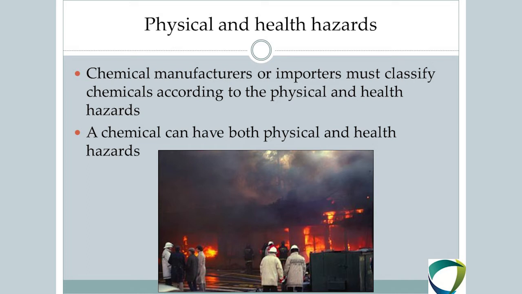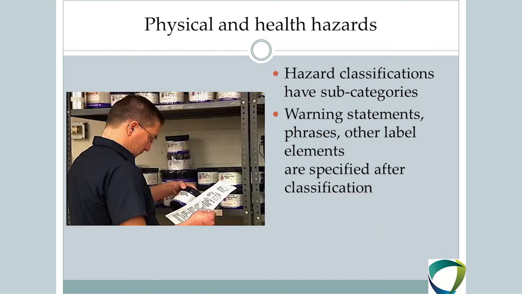There are two general types of chemical hazards: physical hazards and health hazards. A chemical can have both physical and health hazards. Chemical manufacturers and importers refer to 16 predefined physical hazard classifications, 10 health hazard classifications, and 2 environmental hazard classifications when they classify the hazards of a chemical. Each of those classes can have up to 5 subcategories. Once all of the hazards of a chemical have been classified, the warning statements, phrases, and other label elements are then specified. Classification information is also used to create a safety data sheet.